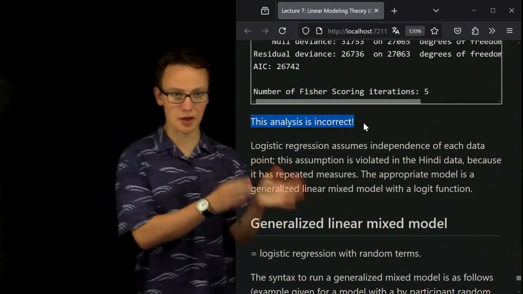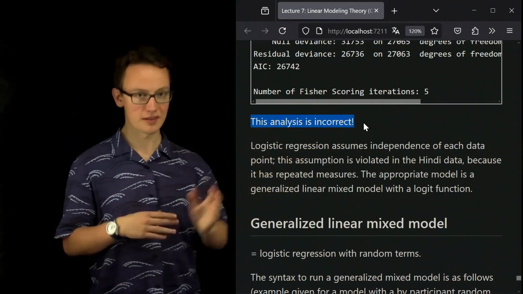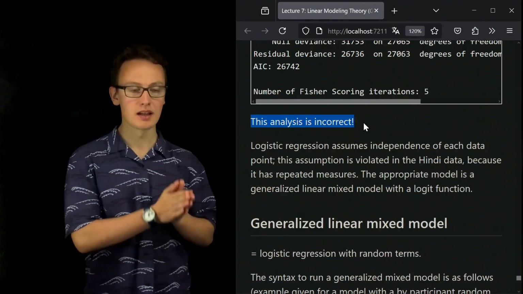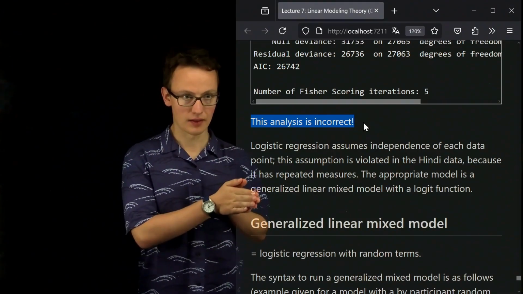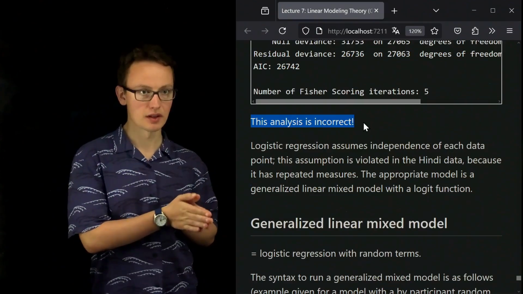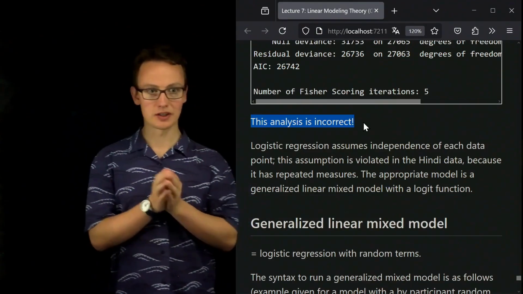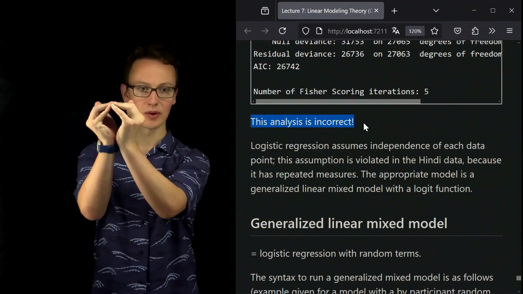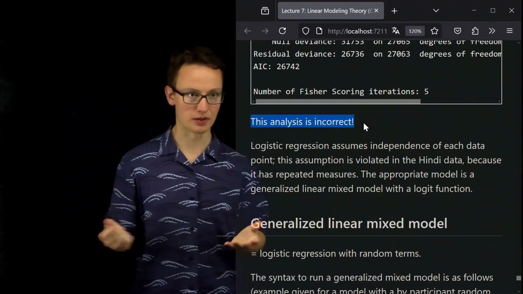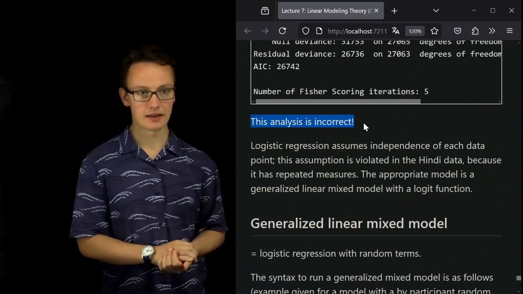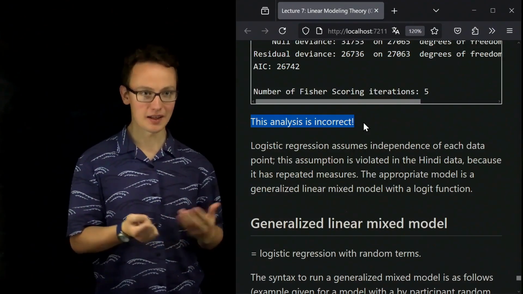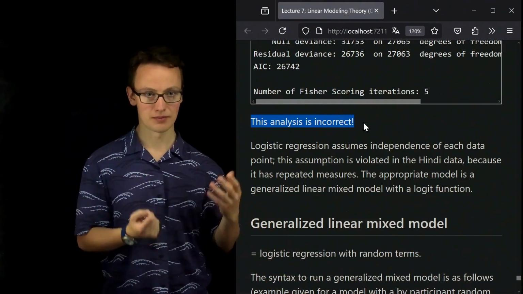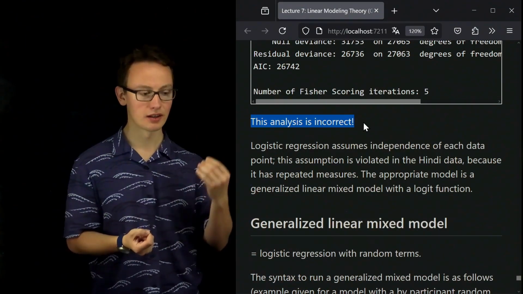I mean, R is not stopping you from running it. You will get an output. That's the danger with R sometimes. But it is incorrect because, as I just said, we are violating some assumptions, in particular the assumption of the independence of each data point, which is not given if we have these subgroups of data points, let's say by participant, okay? And this brings us directly to the last topic of today, which is the generalized linear mixed model. So a generalized linear model including random effects.